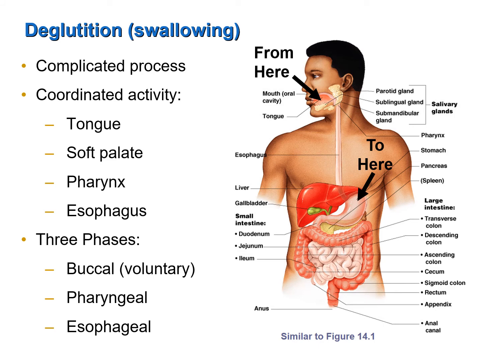Deglutition can be divided into 3 phases. The only voluntary phase is the initiation of deglutition, which is the buccal phase, followed by the involuntary phases, which are the pharyngeal and esophageal phases.